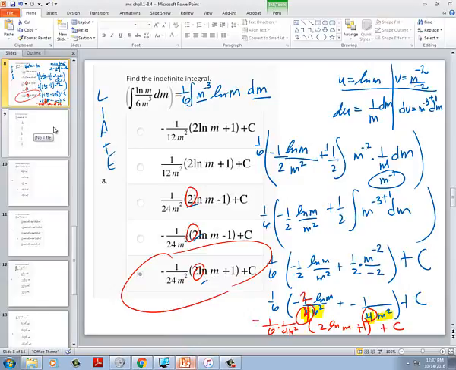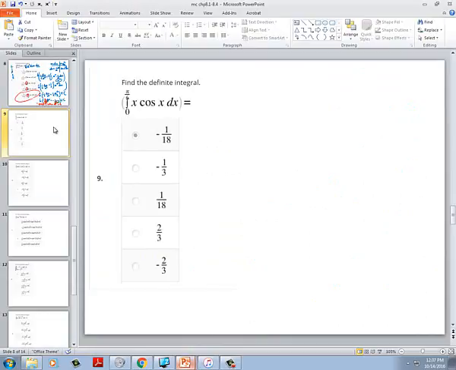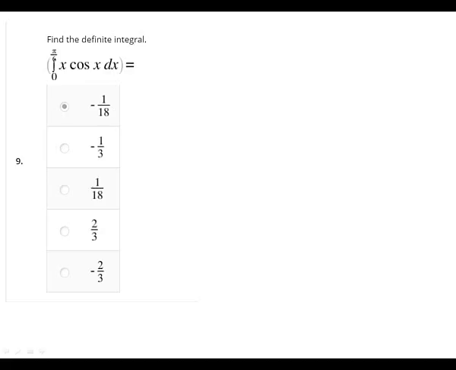Are we good with 8 now? Or as good as we're going to be, let's do 9. Okay, number 9. Let's see, it looks like an integration by parts. Can you use substitution?